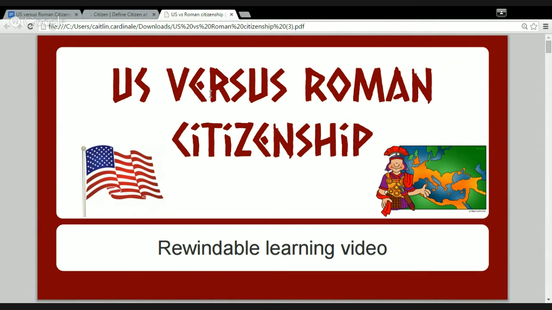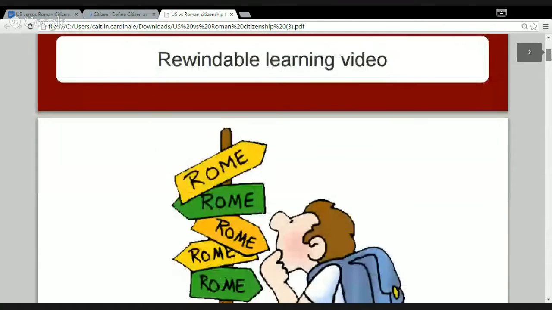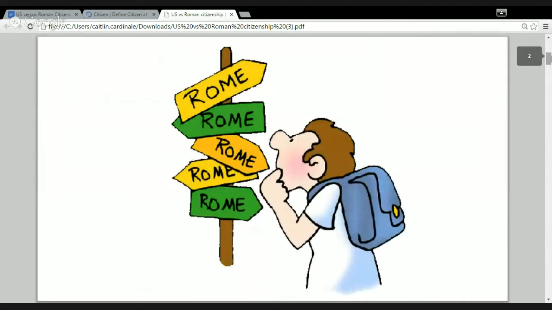Today's topic is U.S. versus Roman citizenship. In 6th grade, you began to learn a lot about Rome, and in 7th grade, our very first unit is the fall of Rome. In order to see how Rome falls, though, we need to do a little bit of review. And the first piece of Roman history that we're going to look at is citizenship.